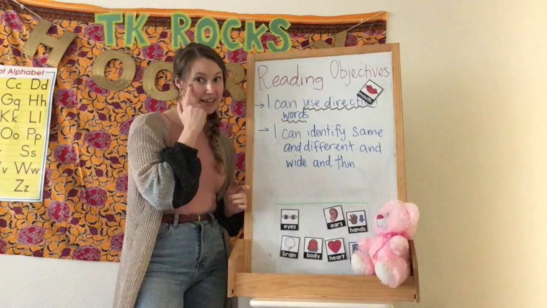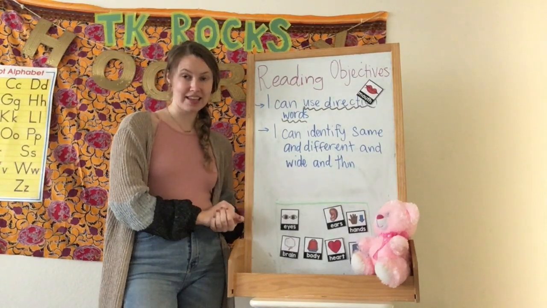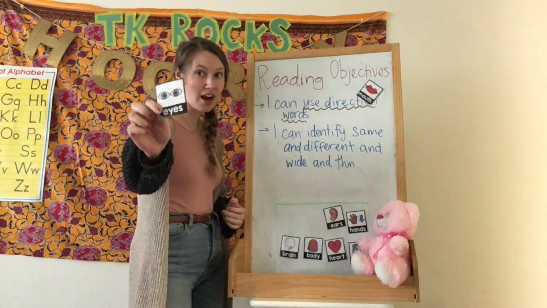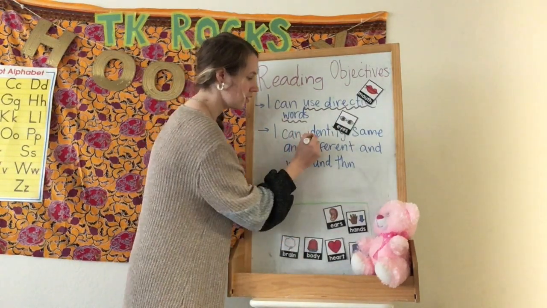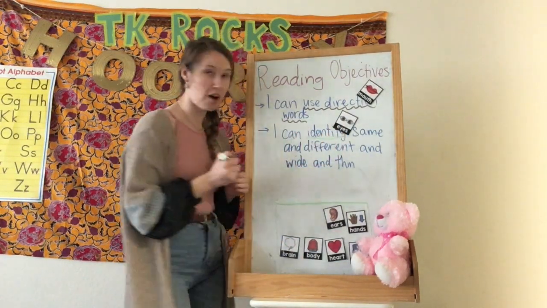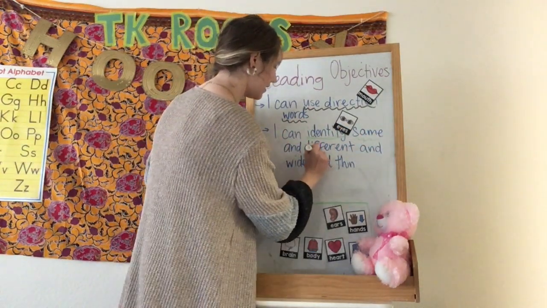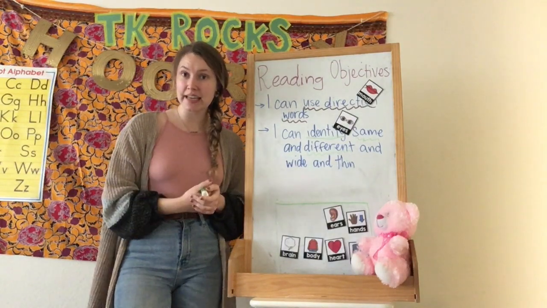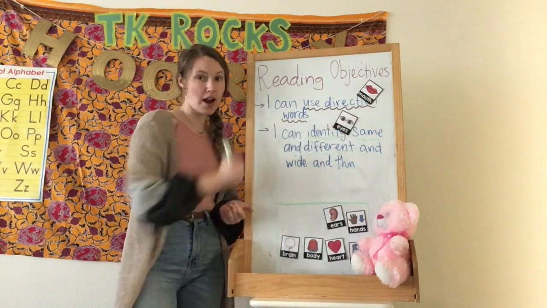So let's look at our second objective, to identify same and different and wide and thin. So thinking about identify, what does it mean to identify? To find, right, to find. So we're definitely going to need to use our eyes to be identifying, finding things that are the same and things that are different. So we're going to be seeing some pictures. We're going to be deciding what's the same about them and what's different about them, definitely using our eyes.